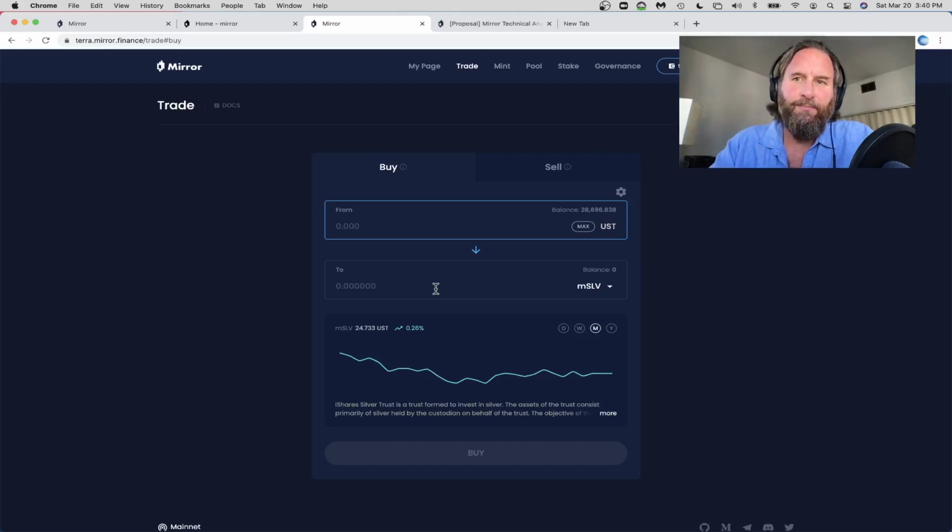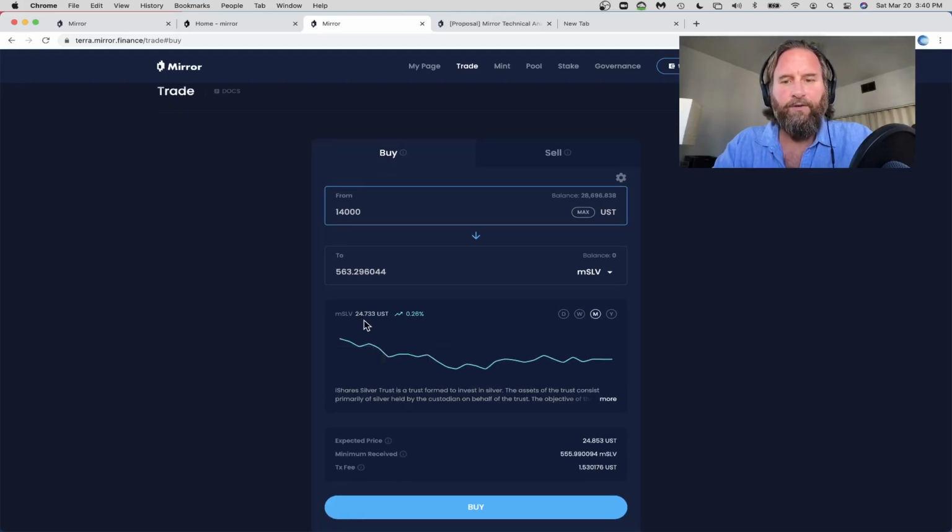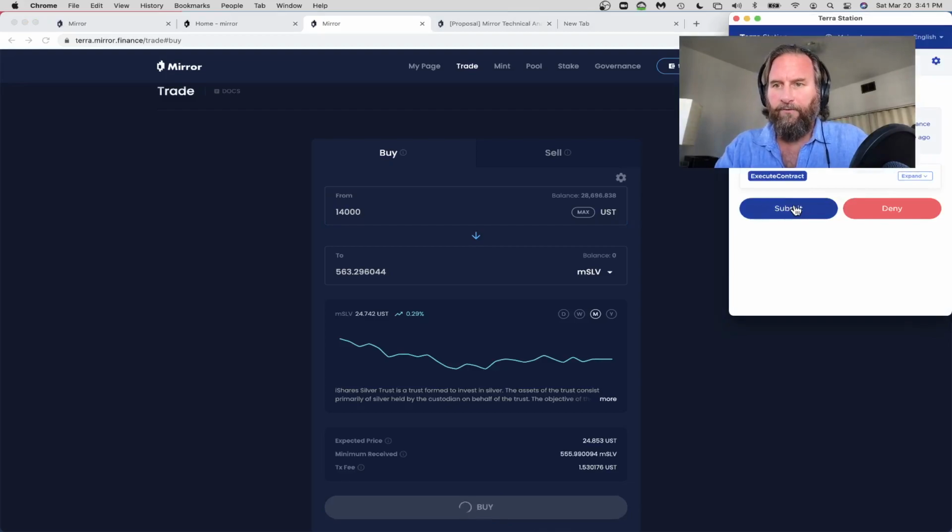So what's the most I can spend here? Let's just say I want to get rid of this money and put it to work for me as soon as possible, and I'm okay with the 1.4% spread. So I'm just going to buy $14,000 worth of silver, and that will give me 563 ounces at 24.7, but I'm actually paying 24.8. Hey, not bad. All right, so I'm gonna hit buy, submit.